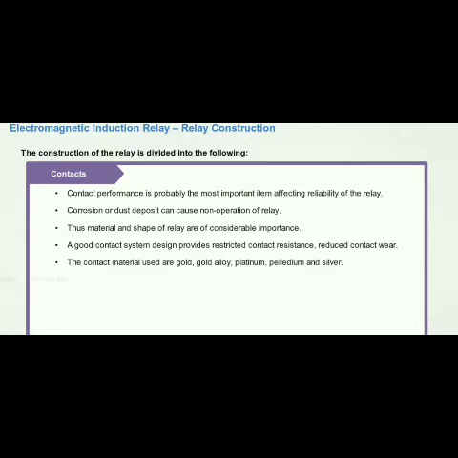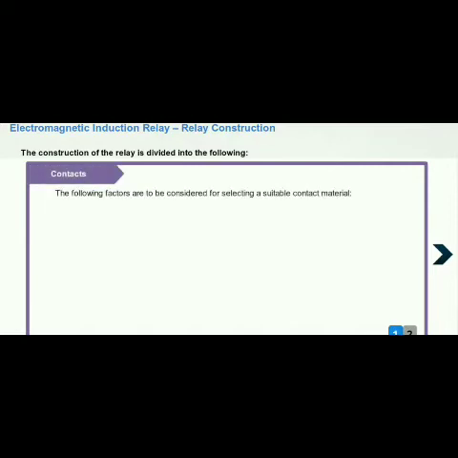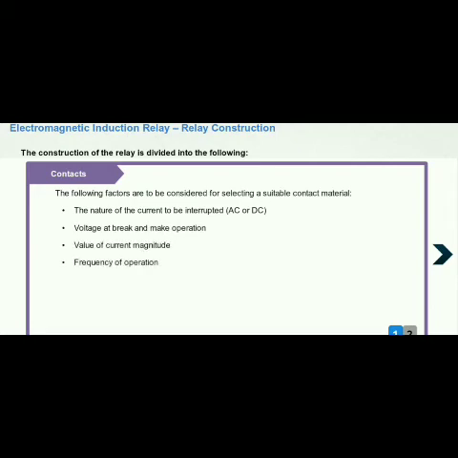The selection of the contact material depends on a number of factors like the voltage per contact break, the current to break, and the type of atmospheric pollution under which the contacts operate. The following factors are to be considered for selecting a suitable contact material: the nature of the current to be interrupted, AC or DC, voltage at break and make operation, value of current magnitude, frequency of operation, the actual speed of contact at make or break, and contact shape.